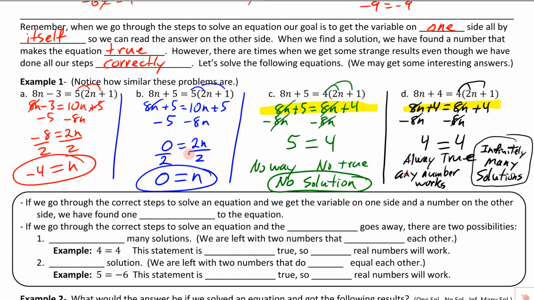Please don't be afraid of zero. Just know how to deal with it. These are both essentially the same problem. We get an answer to these.